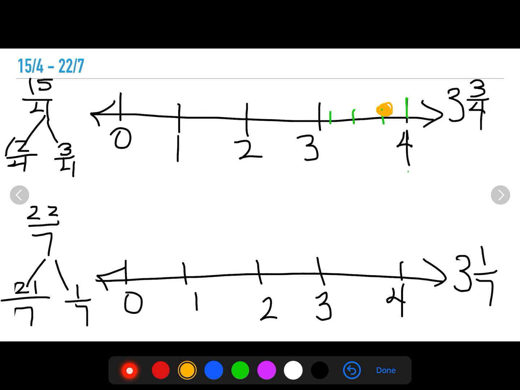3 3/4 is actually closest to 2 benchmark fractions or numbers. It's close to, or is 1/4 away from 4 wholes, but it's also 1/4 away from a half. So it really doesn't matter here which one you choose. However, I always like to round up, so I'm going to be rounding this to, or estimating to, 4 wholes.